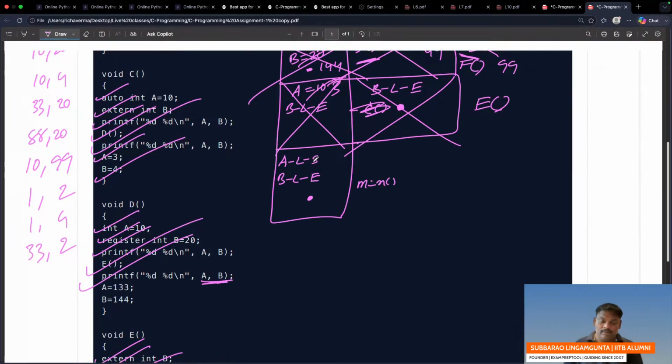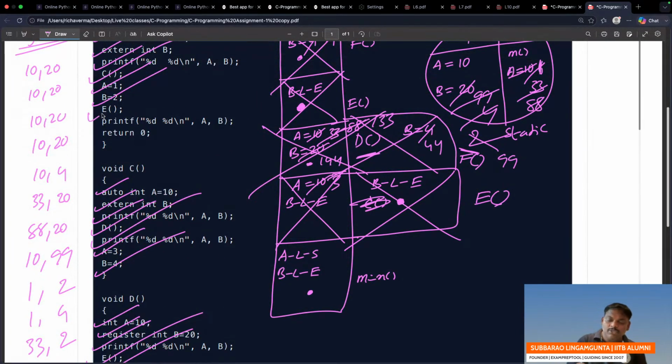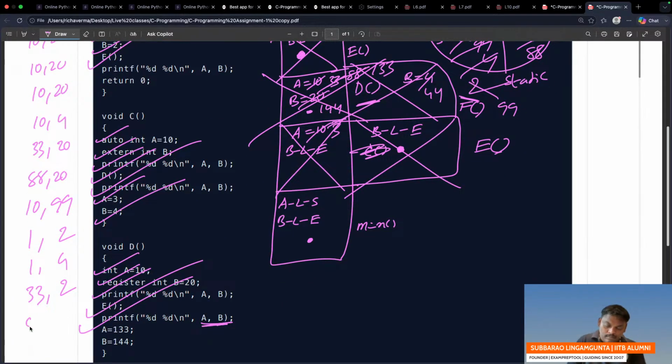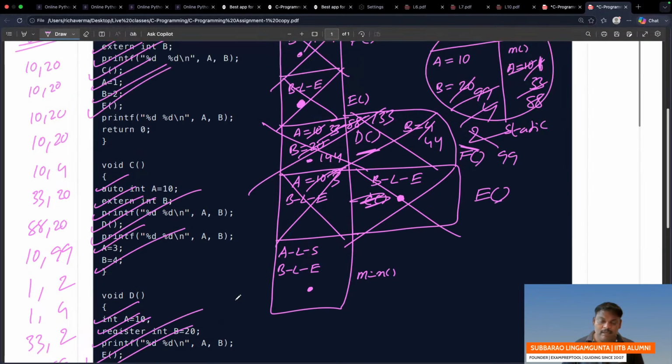Let's go to main. In the main, E purpose you went. Now print A and B. Be careful. A local, but in the static area, I think 88. B local external. What is the answer? I think 99. So in the main function, printf is also done: 88, 99. One is printed. A local in the static area 88, B local external 99. That will be printed after completion of this return.